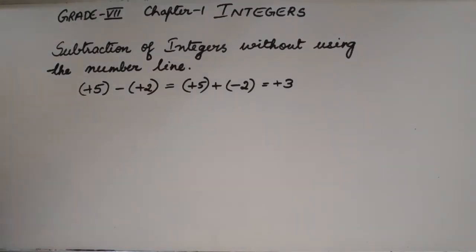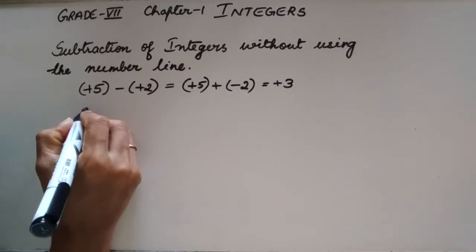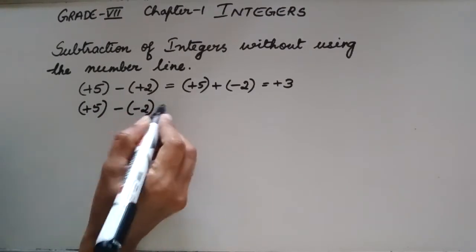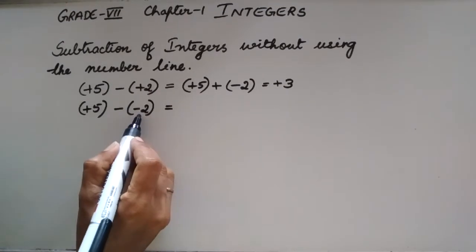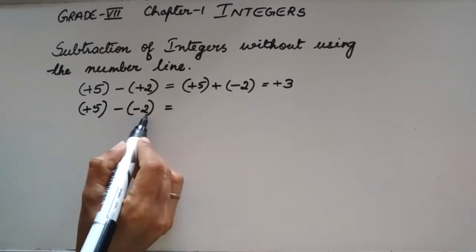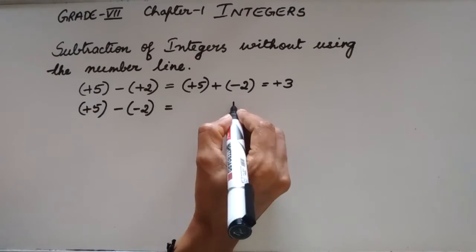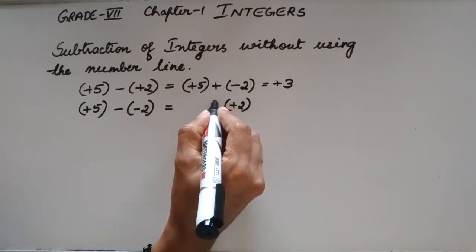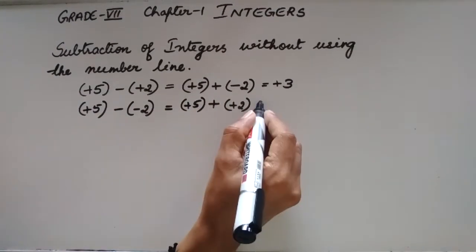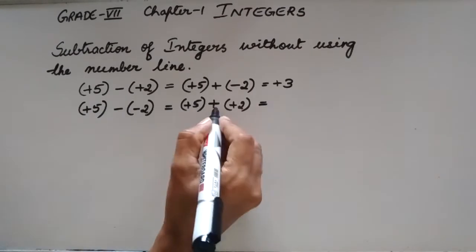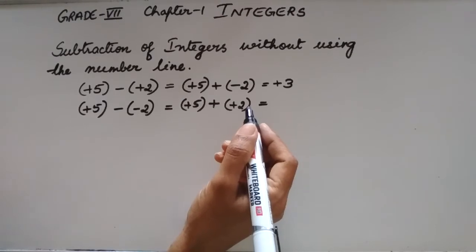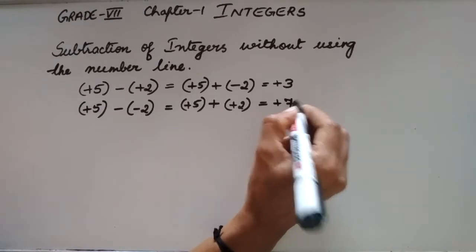Okay. Let me take another example with the same numbers. Plus 5 minus minus 2. So here I am subtracting the negative integer from the positive integer. Now, what is the additive inverse of minus 2? It is plus 2. So I need to add this plus 2 with plus 5. So here 5 plus 2, the general addition, 5 plus 2 is 7, isn't it, students? So the answer is 7.